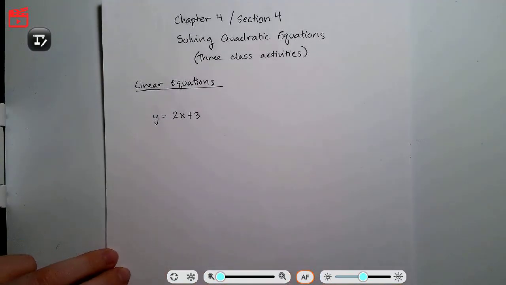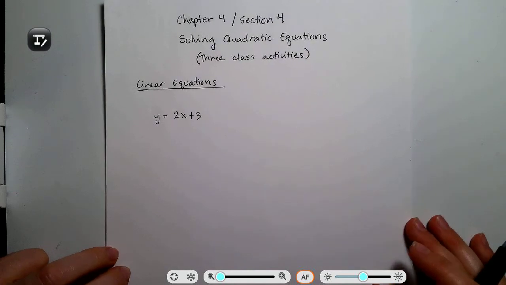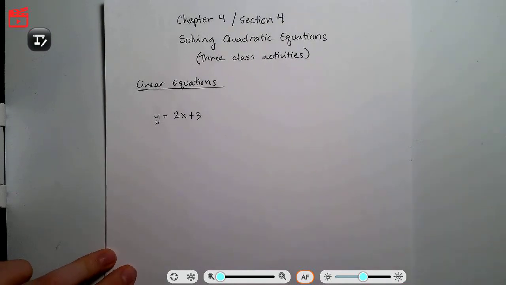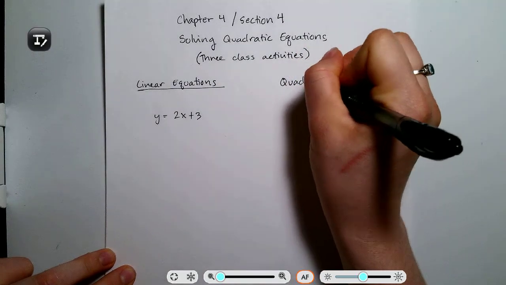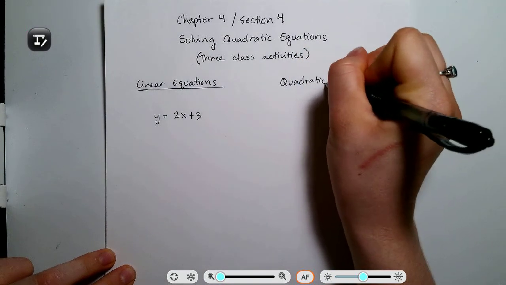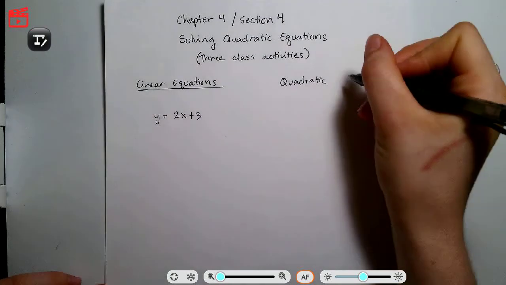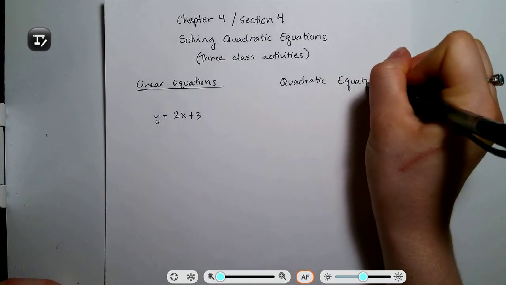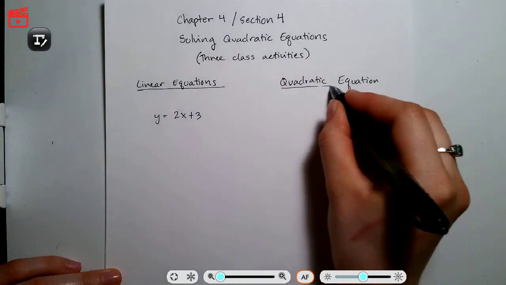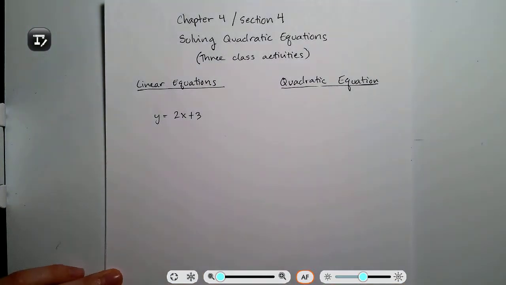A quadratic equation looks a little different, and because it's a different type of equation, we have different methods for solving it. And we're going to take a look at those methods in this video. So let's take a look at what a quadratic equation looks like. So I'm going to make one that looks very similar to the linear equation, but there's going to be one difference, and I want to see if you can spot that one difference.